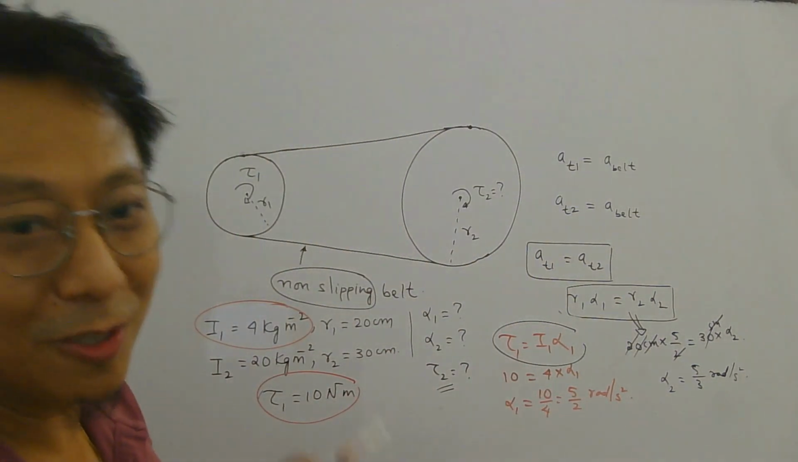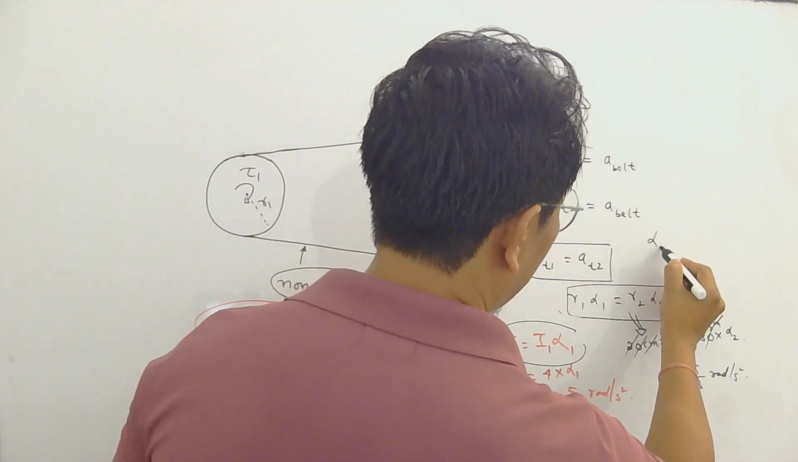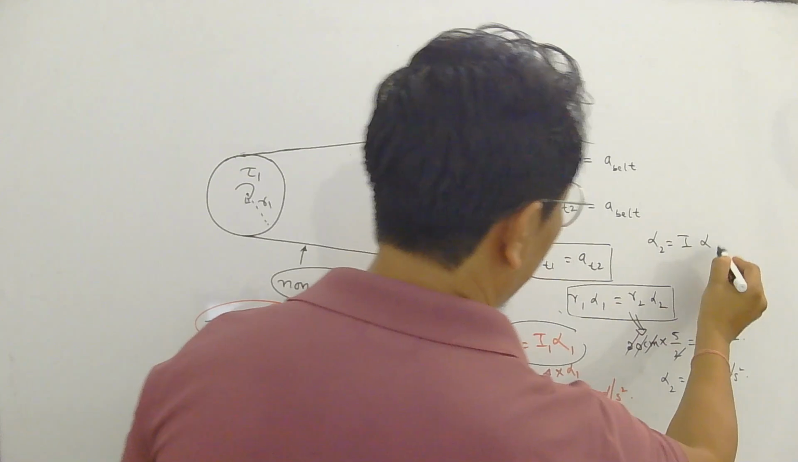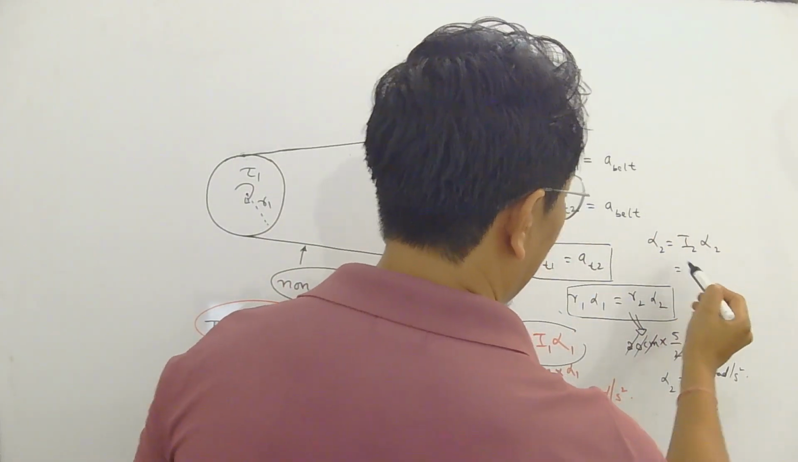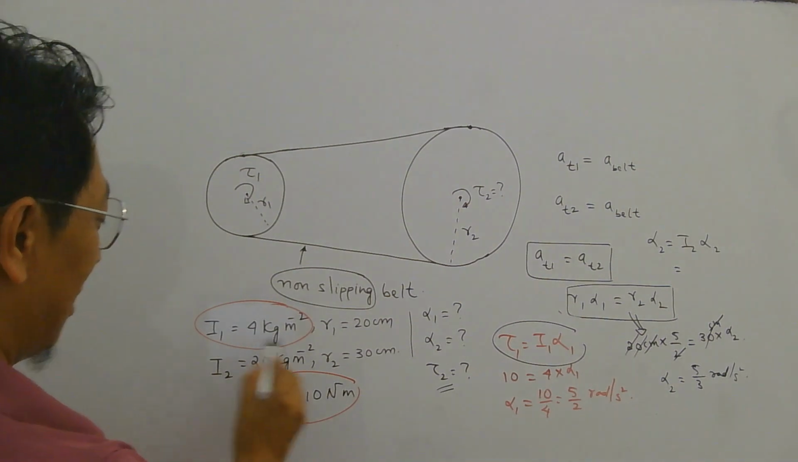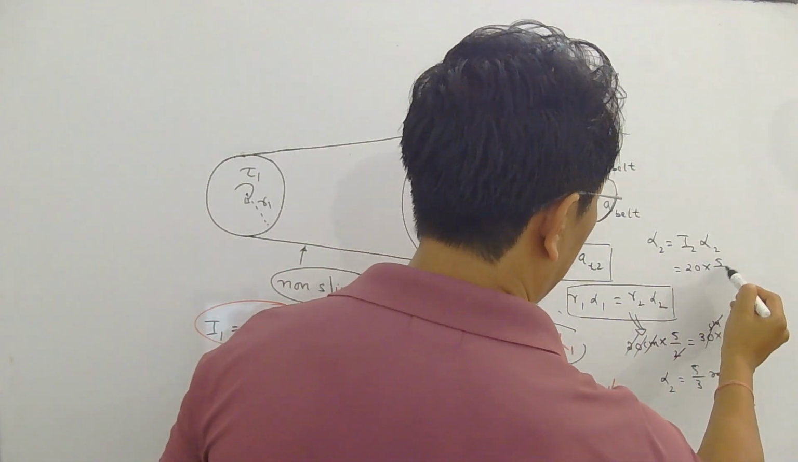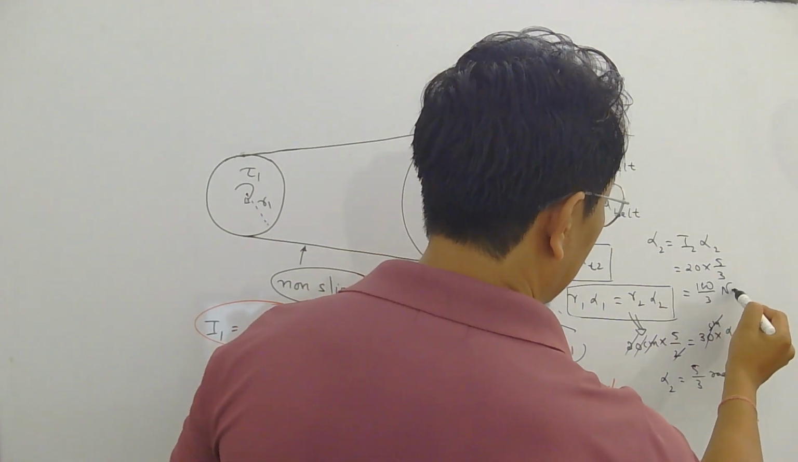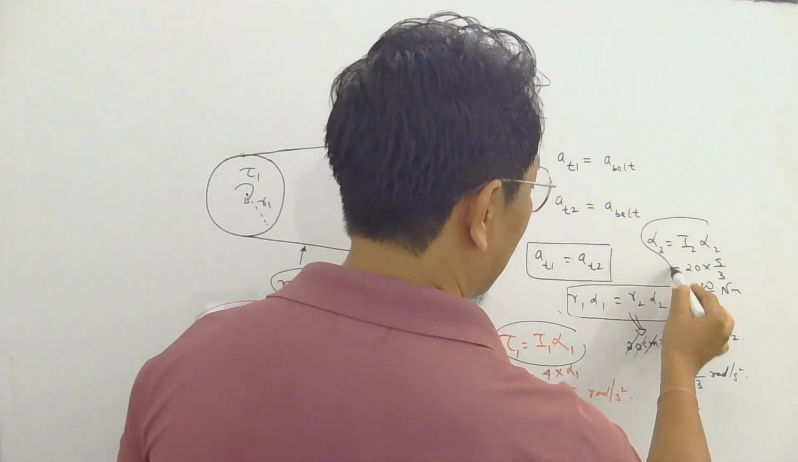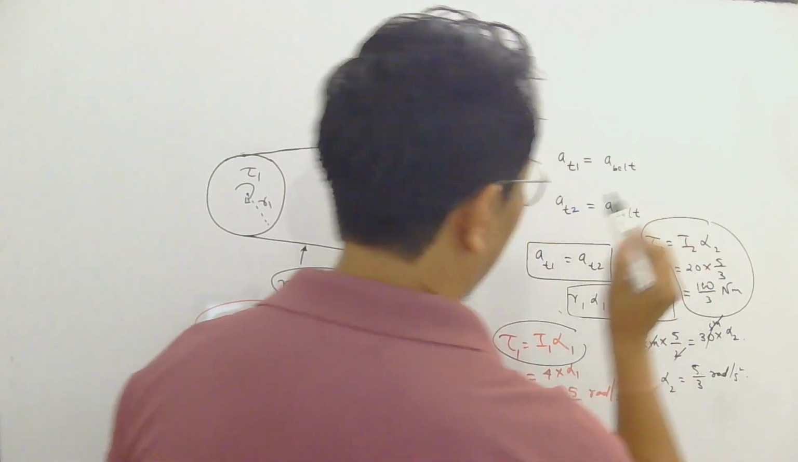And now we can use Newton's law in rotation to find the torque on the second wheel, which will be I into alpha for the second disk. I is what for the second wheel? 20 in SI units, and alpha is 5 by 3. So this will be 100 by 3. The SI unit is Newton meter. So this is your torque, not alpha. So tau I should write, isn't it?